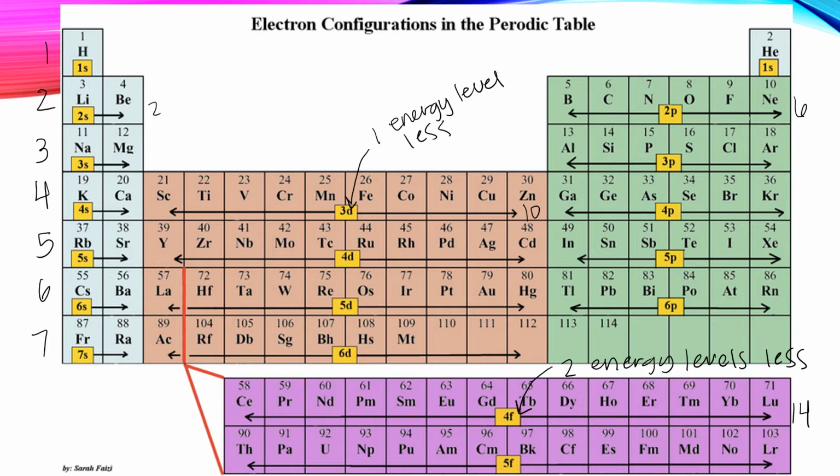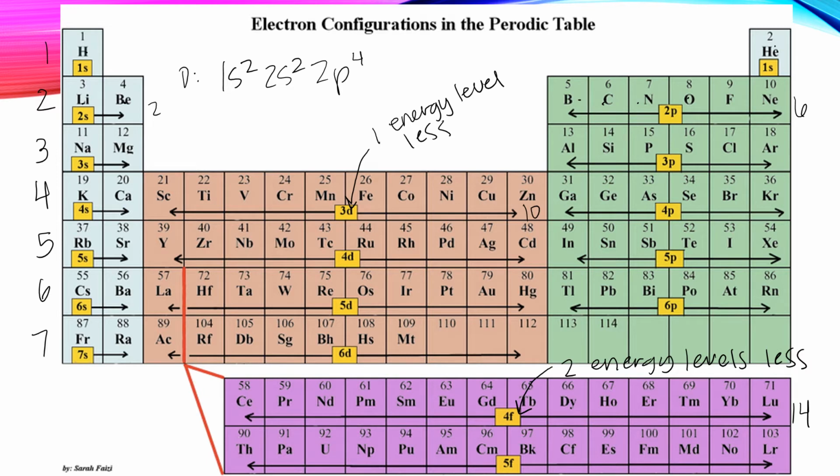And so if we were doing an electron configuration for, let's say, oxygen, we have 1s2, 2s2, and then 2p, 1, 2, 3, 4. So we just use our periodic table to count.